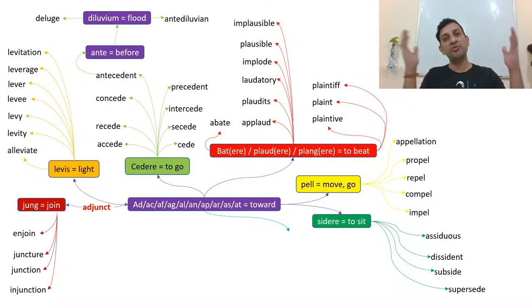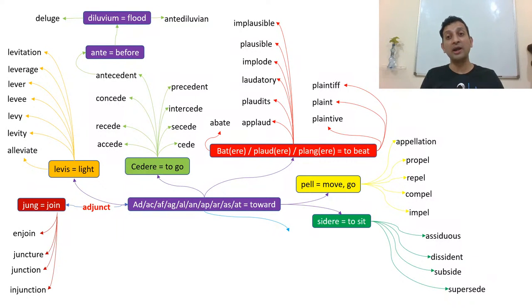Antecedent, something that has gone before, something that has happened before. Anti, before, diluvium, flood: antediluvian, something which is very ancient, very old. Deluge, just a flood, from the same root diluvium. Then three roots which mean the same thing, to beat.